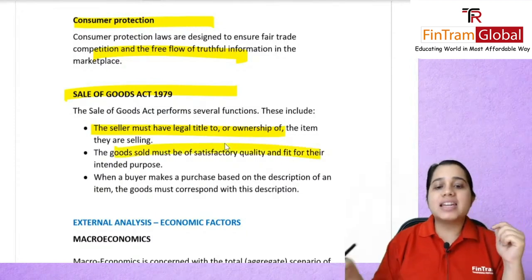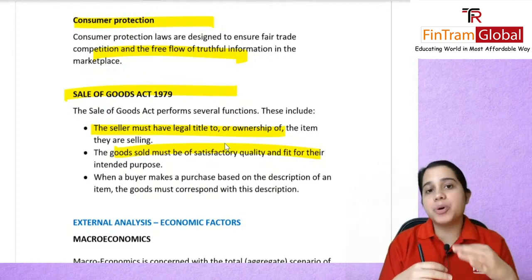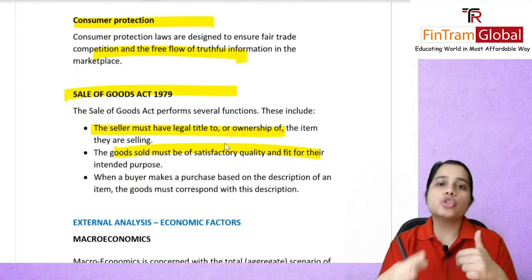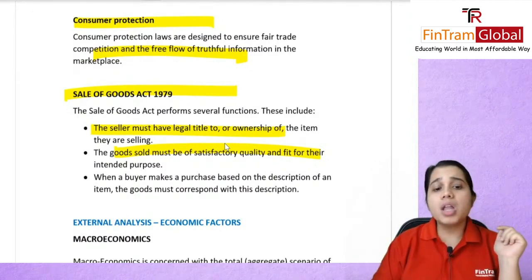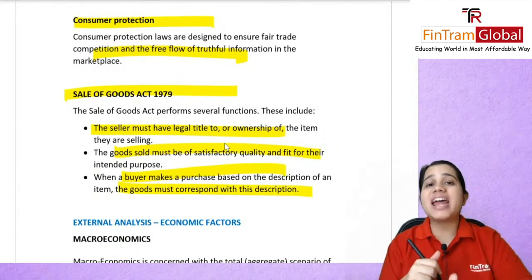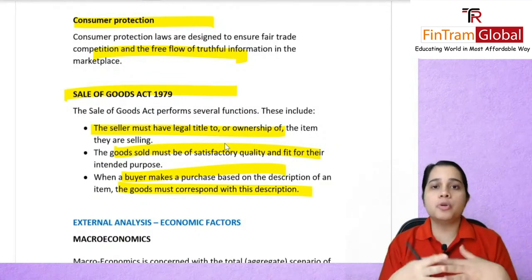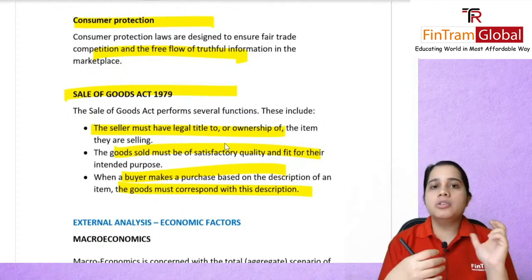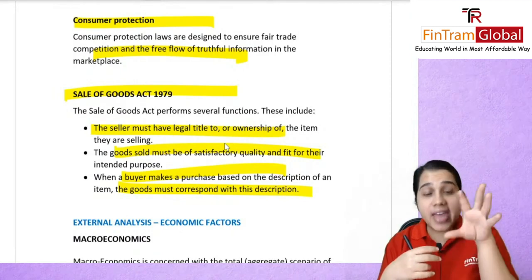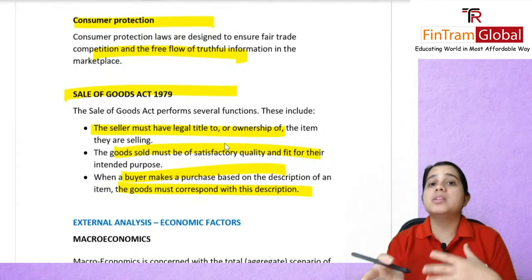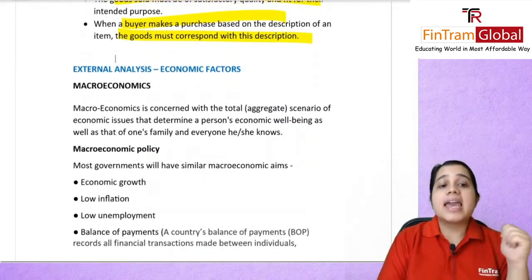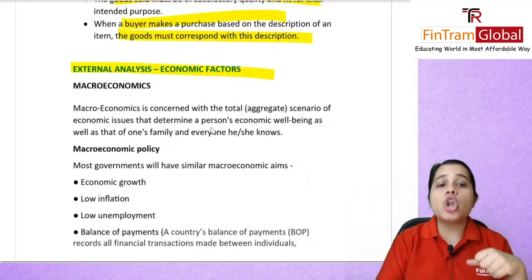The goods must be of satisfactory quality and fit for the intended purpose. Whatever you're selling should be of good quality and should be able to be used properly. When a buyer makes a purchase based on a description, the goods must correspond to that description. If you say a particular product has 9 grams of sugar and 2% fats, then make sure that is the correct information, because the person might be buying according to the description.